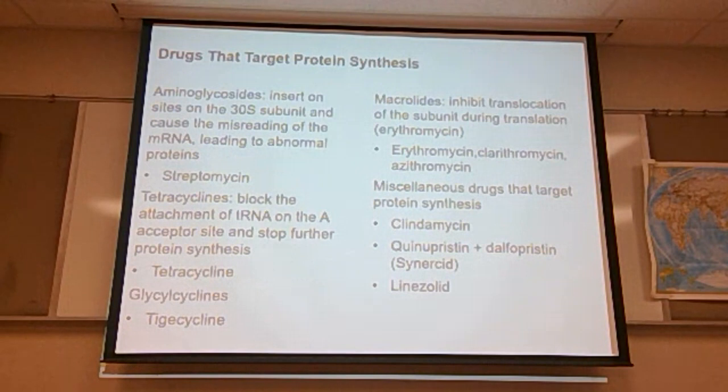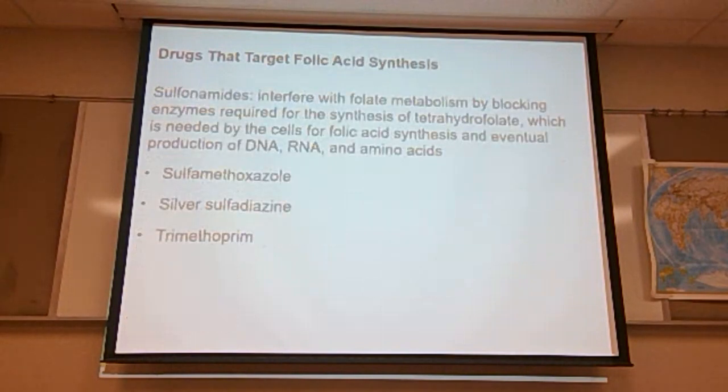Protein synthesis inhibitors include streptomycin, the tetracycline group, erythromycin, and azithromycin. All of those are members of the group that affect protein synthesis. For folic acid synthesis inhibitors, the sulfa drugs: sulfamethoxazole, silver sulfadiazine, trimethoprim. The sulfonamides are these drugs.